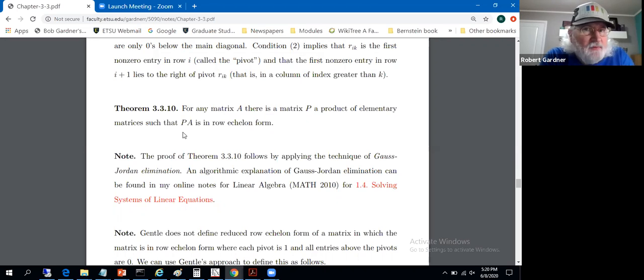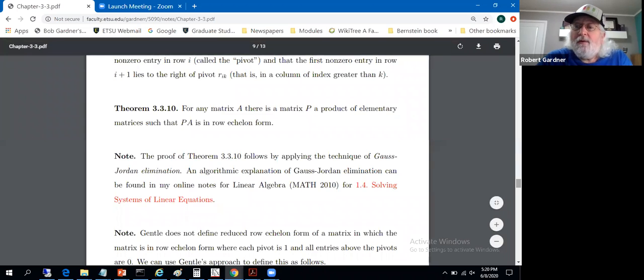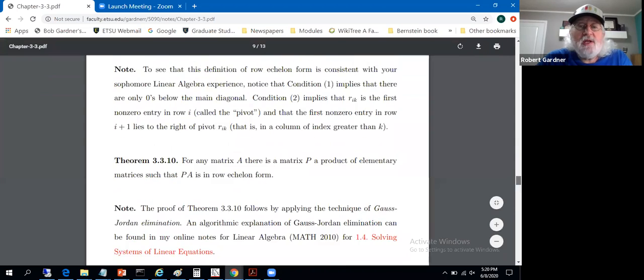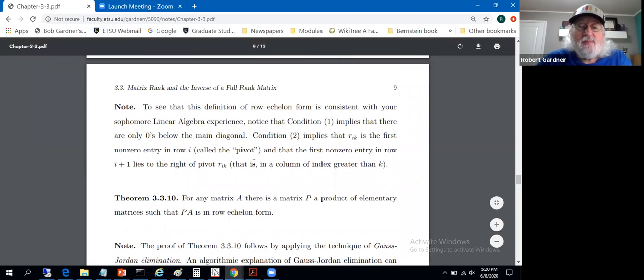I'm not sure it's commented in the notes, but of course the whole problem with this is, if it's a problem, the row echelon form of a matrix isn't unique. As you know, we didn't require any particular thing about the values of these pivots, these first non-zero entries.